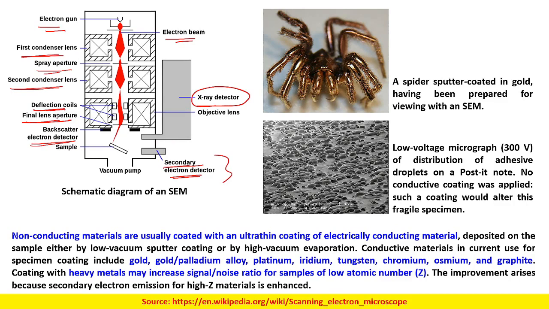Now, what is the role of this deflection coil? Suppose you are having a sample like this. When you are looking into this object, you need to analyze a particular section. Your total sample size is this one, and you need to analyze this small area within this object. Now, will it do it at a time?